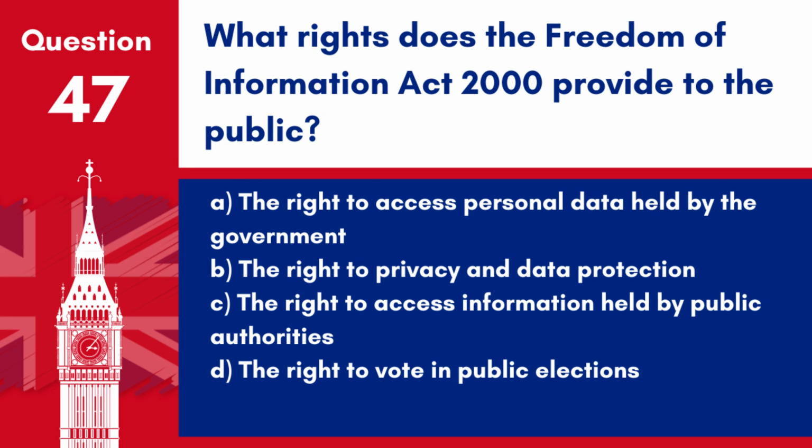Question 47. What rights does the Freedom of Information Act 2000 provide to the public? A. The right to access personal data held by the government. B. The right to privacy and data protection. C. The right to access information held by public authorities. D. The right to vote in public elections.